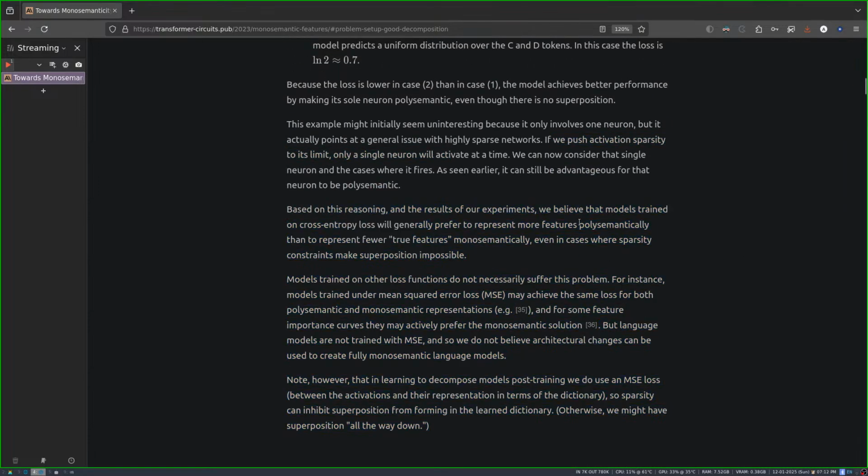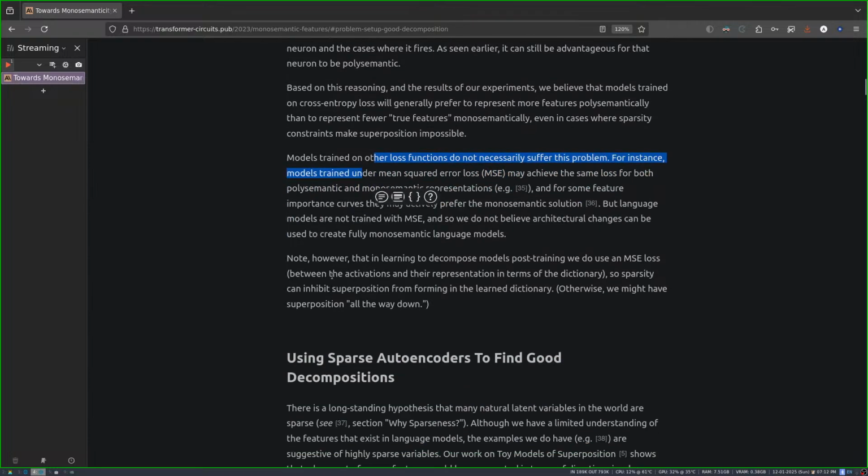Based on the reasoning and the result of experimentation, we believe models trained on cross-entropy loss will generally prefer to represent more features polysemantically than to represent few true features monosemantically, even in the case of sparsity. Models trained on other loss functions don't necessarily solve this problem. For example, MSE may achieve the same loss for both.